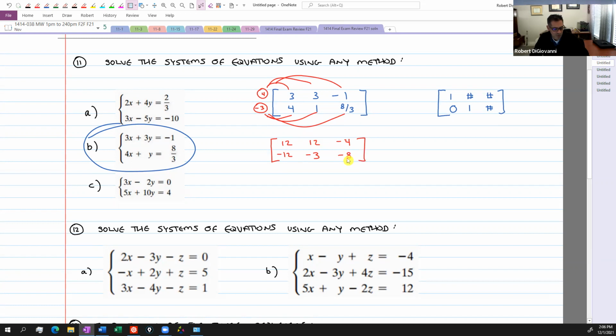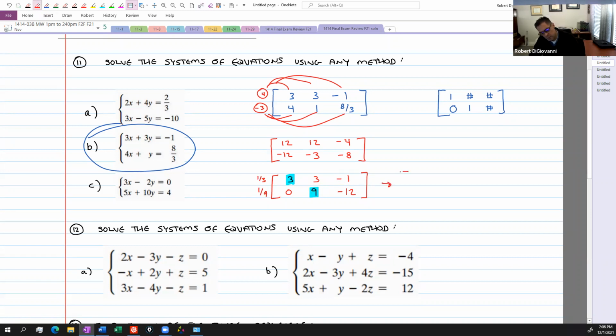And now I'm going to add these two rows together, which gives me a 0, and then here I get a 9, and here I get a -12. And then my first row, I'm going to go back to what it was, 3, 3, -1. And then on the next step, I'm going to get ones in both of these positions. So I'm going to multiply the first row by 1/3, and I'm going to multiply the second row by 1/9. And that should have the effect of turning this into a 1 and this into a 1.